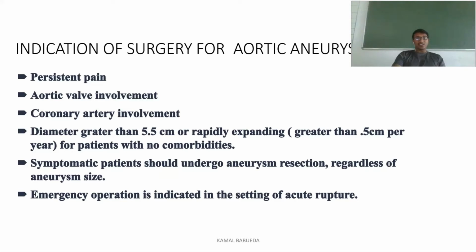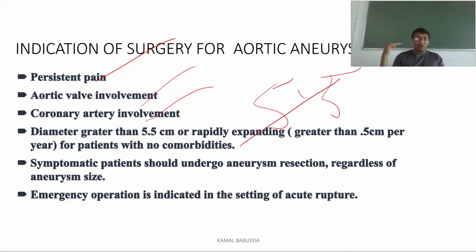Coming to the indications of surgery for aortic aneurysm: if there is persistent pain, aortic valve involvement, or coronary artery involvement, and the diameter is more than 5.5 centimeters or growth greater than 5 centimeters per year, and the patient has no comorbidities, we can go for surgery. If the patients are symptomatic, they should undergo aneurysm resection regardless of size or shape, so that the patient will be saved from rupture and death.